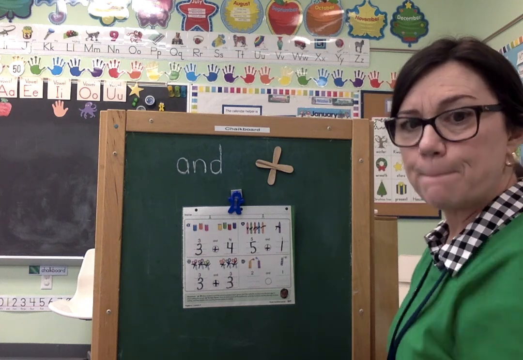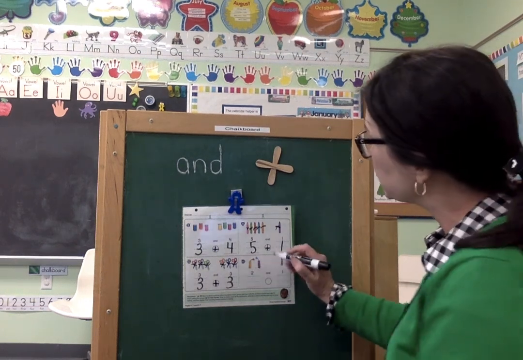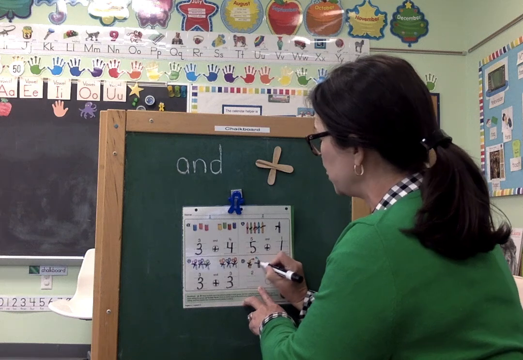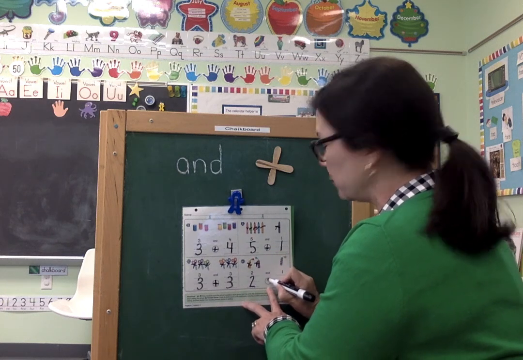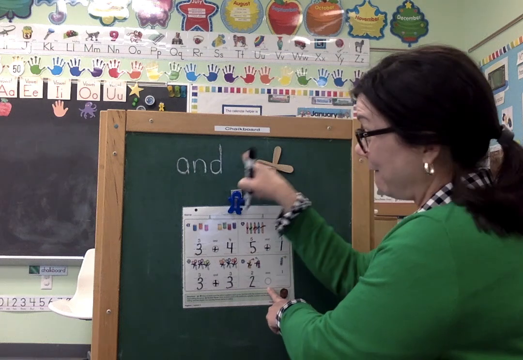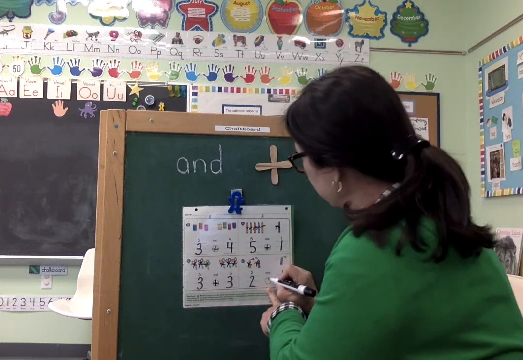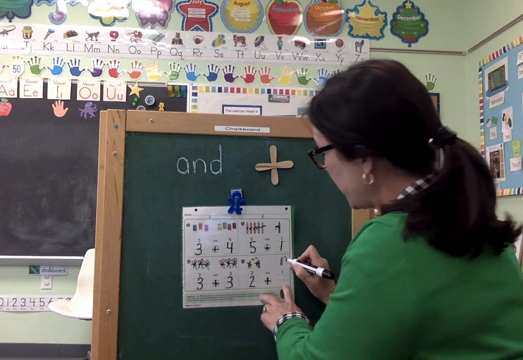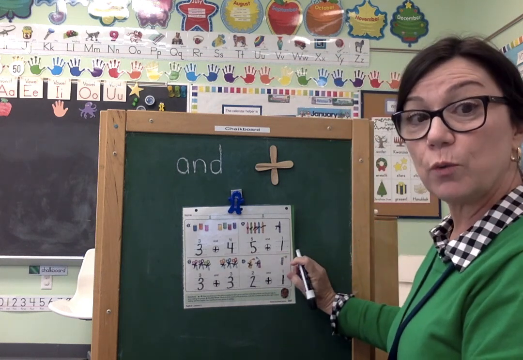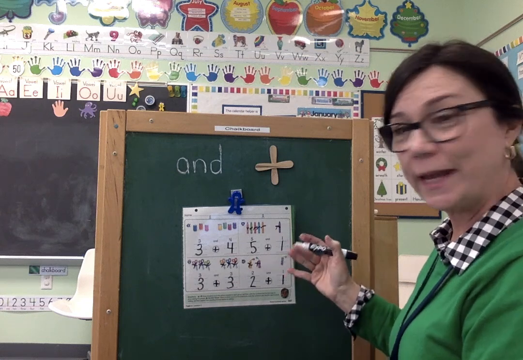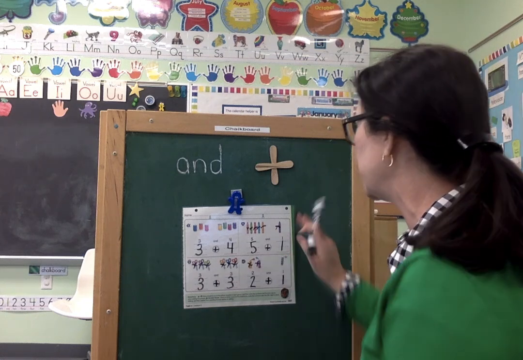Now we're moving over to number 6. In number 6, we have some bookmarks. So we're going to count this first group and see how many we have. 1, 2. We're going to write number 2. There's that word "and." Put our plus sign in. And how many more? 1. One more, you go right next door. What's right next door to 2? 3. Let's check ourselves. 1, 2, 3.